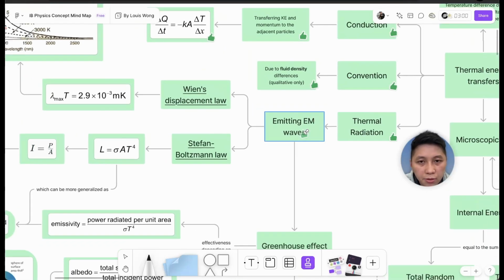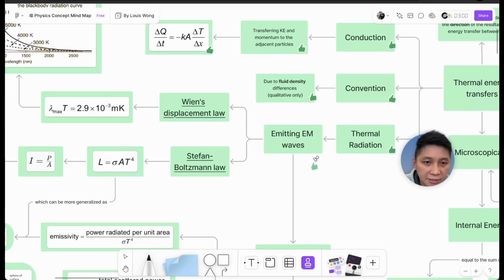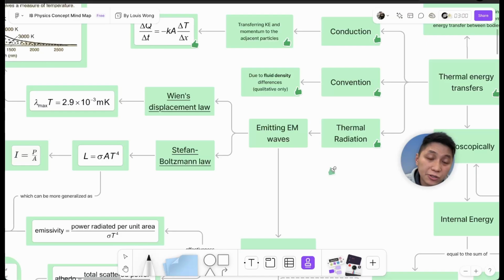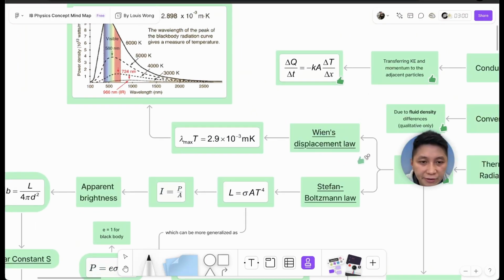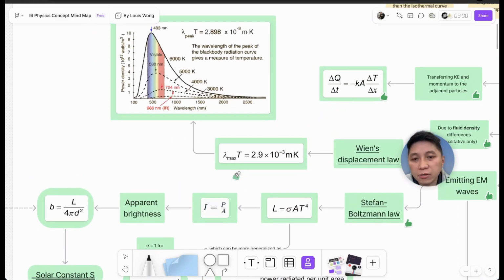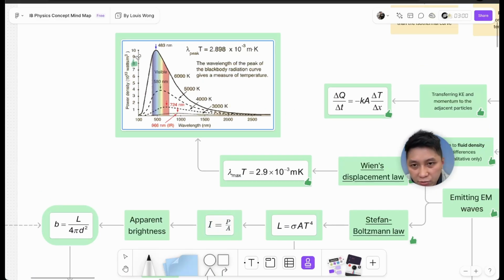The more content we put in is radiation, and the radiation idea is simply, in other words, emitting EM waves. And so in terms of emitting EM waves, we have developed two laws describing that. The first one is Wien's displacement law, which describes how the maximum intensity wavelength corresponds to the temperature of an object or the system, and which is related to this diagram.